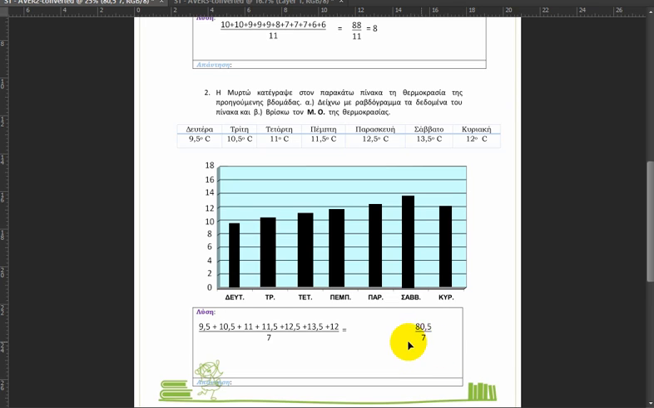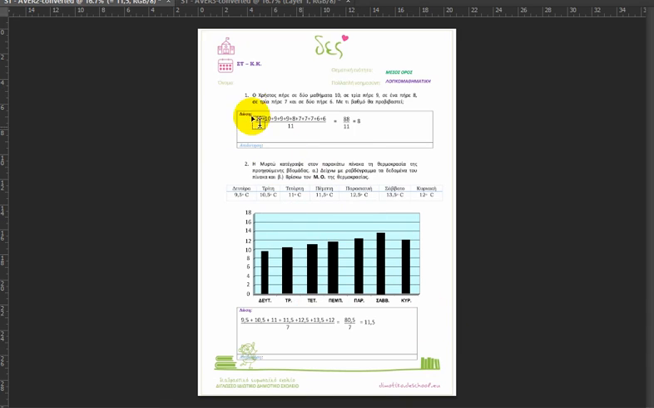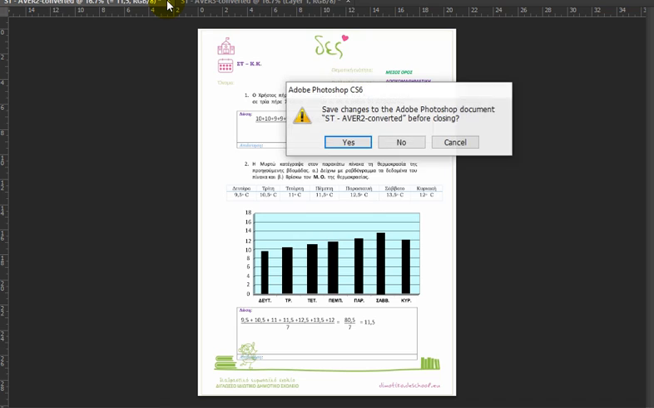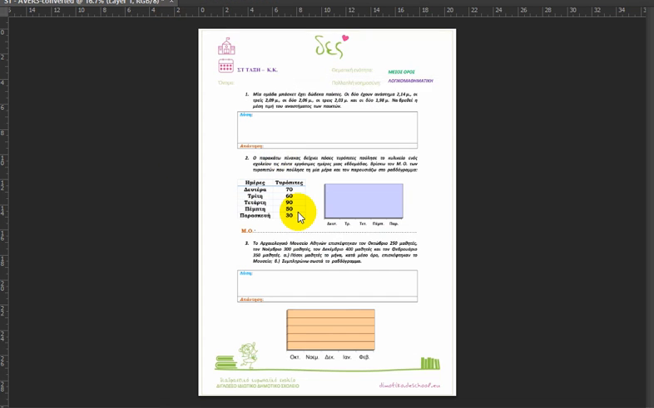So I need to do 80.5 divided by 7. How much is 80.5 divided by 7? That is 11.5. You could have done this division vertically if you needed to. Okay? And that's the third exercise. Let's move on to the fourth exercise. Let's go.